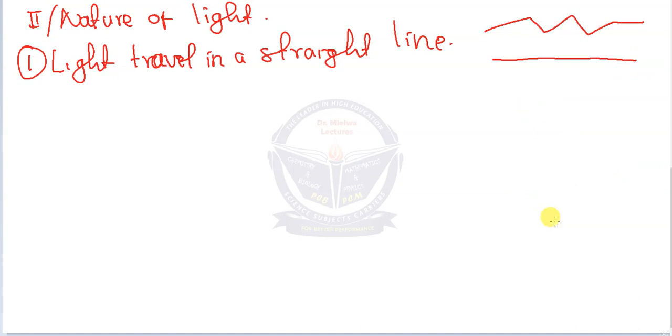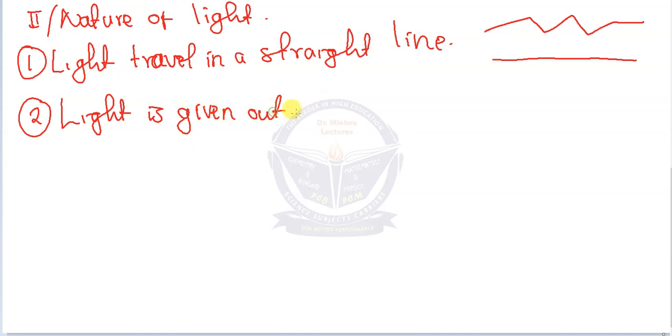Na kitu cha pili ni kwamba light is given out from its source. Light does not emerge from nowhere. Light inatokea from a certain source. So tunaiandika kwamba light is given out from its source. So that is nature number mbili, kwamba light haitokei from nowhere, na light ina chanzo chake.